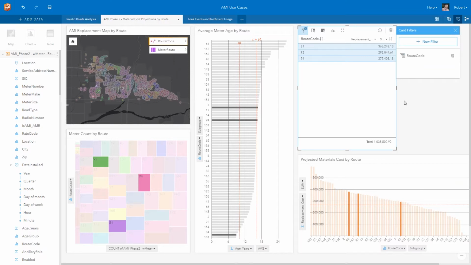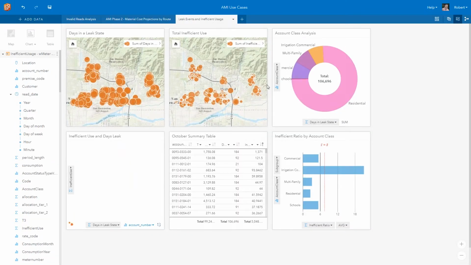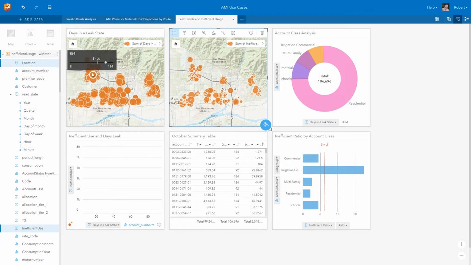Okay. So our next use case, we're still focusing on AMI, and we're taking AMI leak events data, and we want to establish a relationship with inefficient usage data from our billing system. So we have 2 data sets in maps here. The first data set is the AMI leak state. The size of the bubbles indicates the number of days that there was a leak. The second map is the sum of inefficient usage. And we notice these maps look different.